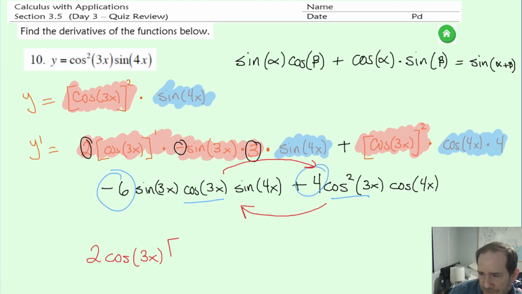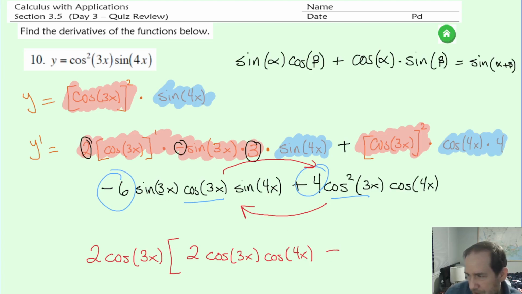Then I'm going to open a big fat set of brackets. This thing that came second now wants to come first, so it'll be 2 cosine. We factored one of these out, so instead of cosine squared of 3x, it'll be cosine of 3x. And cosine 4x. Then this guy that came first comes second, which means we're not adding anymore, we're subtracting. And we're not subtracting 6, we're subtracting 3 because we factored out a 2. But then it'll be sine 3x, cosine 3x.